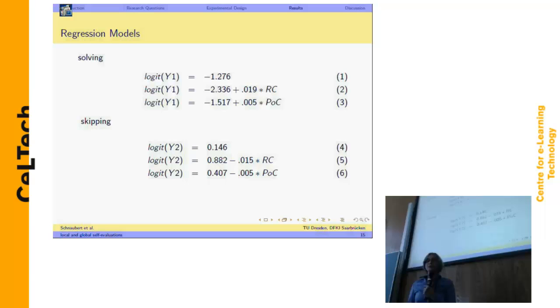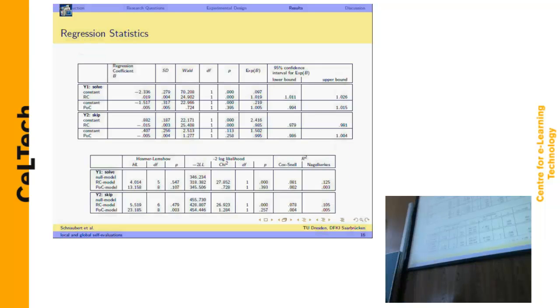And with regard to skipping, we have the formulas here, and we can see the negative influence. That is because the skip was coded 1 if there was a skip. So that means the higher the confidence, the lower the chance of skipping. And the same with perception of competence. And what we can see is that the p-value here for response confidence is always slightly higher than for perception of competence.